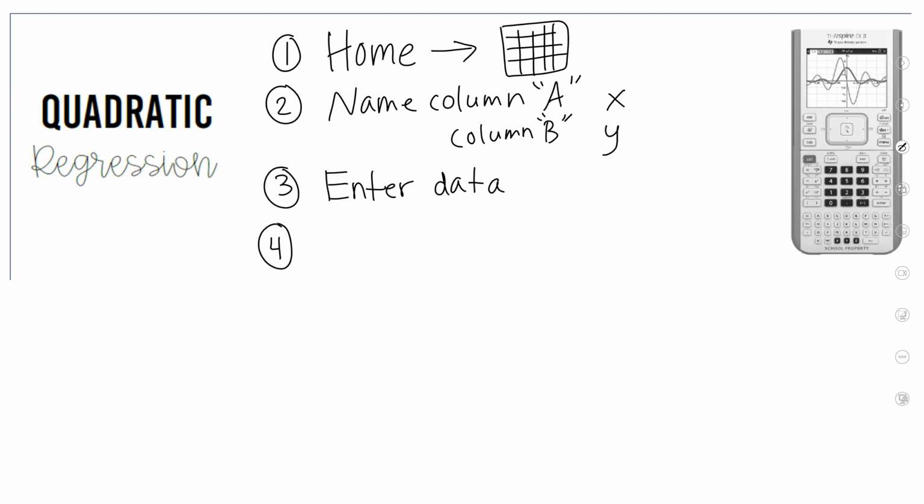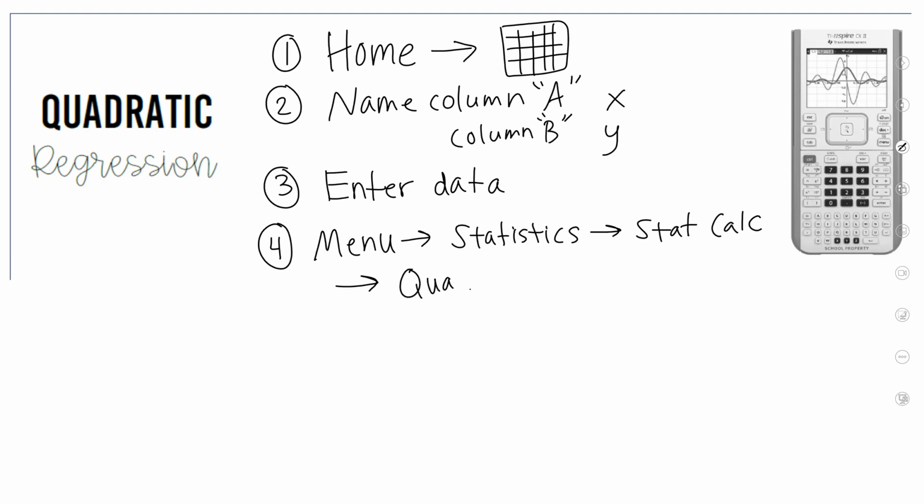Step number 4, you're going to go to the menu, go to statistics, go to Stat Calc, and then click on Quadratic Regression. Statistics is number 4 on the menu. Stat Calc is number 1 on the menu, and Quadratic Regression is number 6 on the menu. So instead of all the scrolling, you can just click 416, and I'll show you how that looks. We're just writing the steps for now.